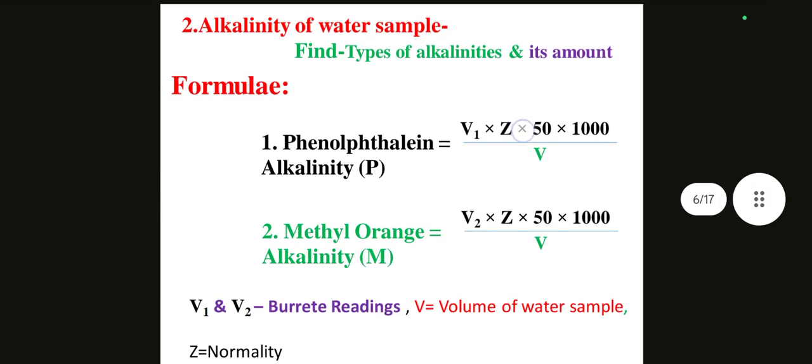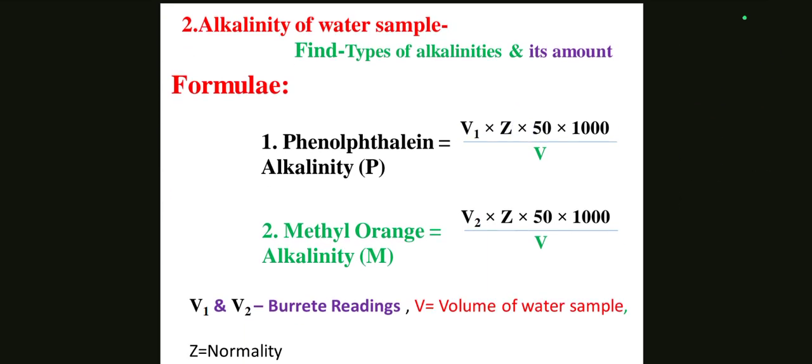Now we will proceed toward the second type of numerical, and that numerical is alkalinity of water sample. So here you have to find two things. One is the types of alkalinities and second its amount. So first we will go through the formulas that we need for calculation. So dear students, in alkalinity determination for titration we are using two indicators. For first part we use phenolphthalein indicator, that is a P indicator, and in second part we are going to use methyl orange indicator, that is M indicator.